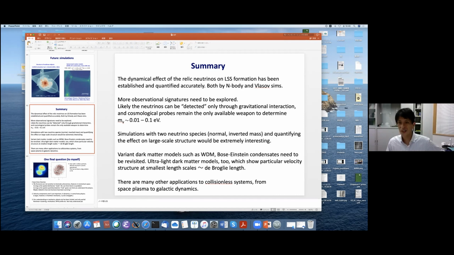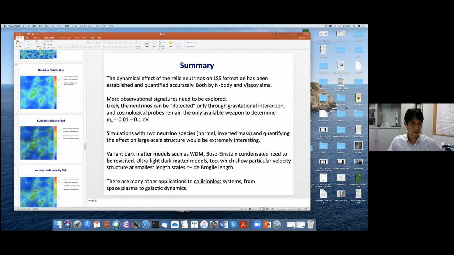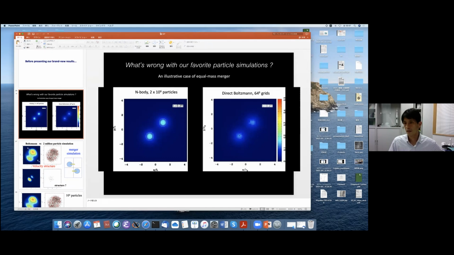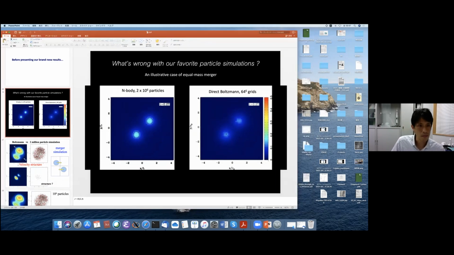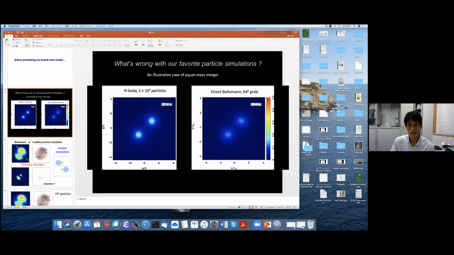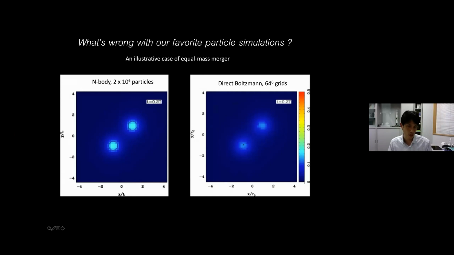Sorry. Okay. So Christophe Pichon asked why I am comparing the 2 million particle simulations with 64 to the power 6. So the question is about this comparison. Marta, are you still seeing this? Yes. Okay, good. It's not in presentation mode, but we can see it very well. The question is, is this a fair comparison?